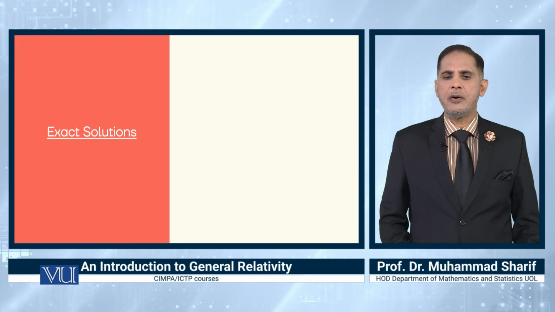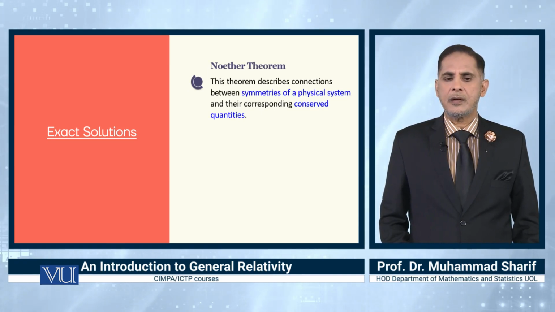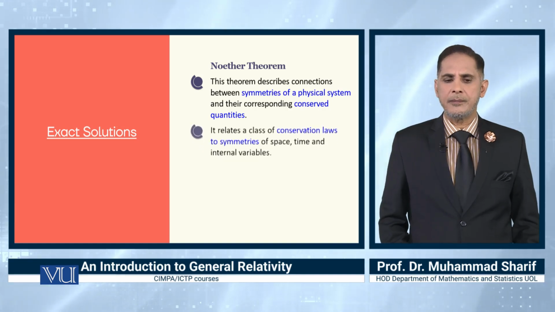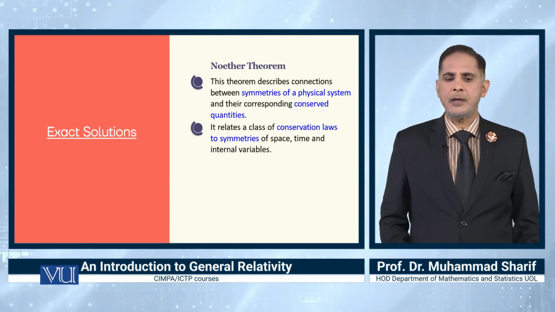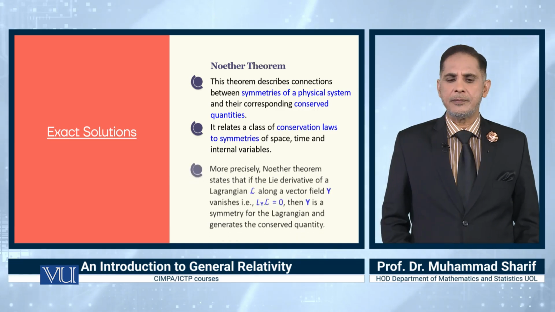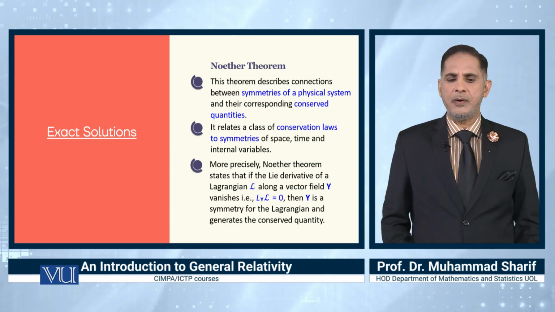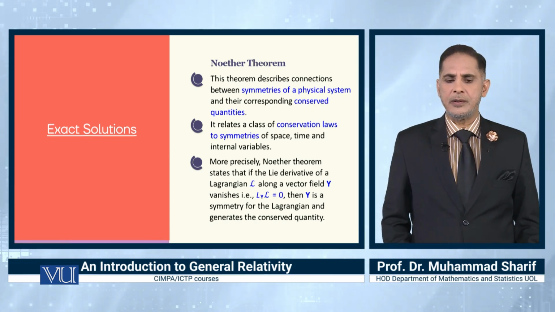Noether theorem is the well-known theorem which involves the conserved quantities. This theorem states connections between symmetries of a physical system and their corresponding conserved quantities. It relates a class of conservation laws to symmetries of space, time, and internal variables. More precisely, Noether theorem states that if the Lie derivative of a Lagrangian along a vector field Y vanishes, then Y is a symmetry for the Lagrangian and generates the conserved quantity. This is very important when we find the conserved quantities.